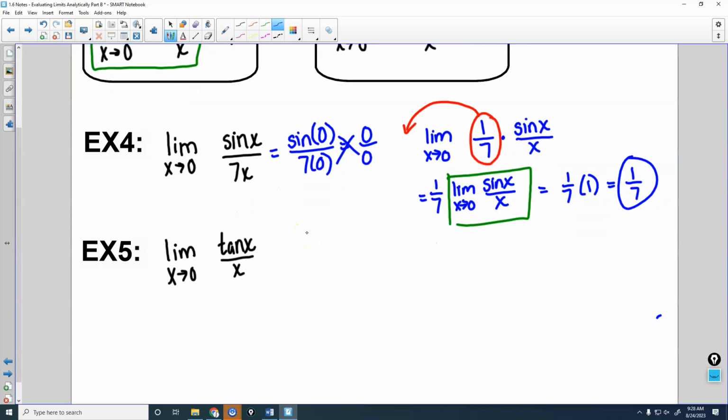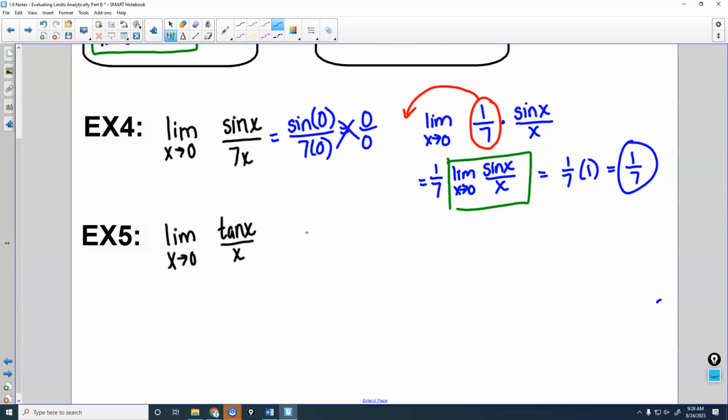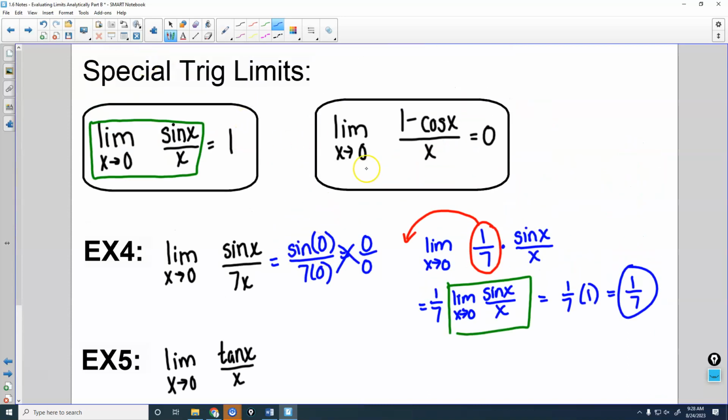Okay, questions on that? All right, let's look at example 5. Do our special trig limits have tangents up here? They do not.